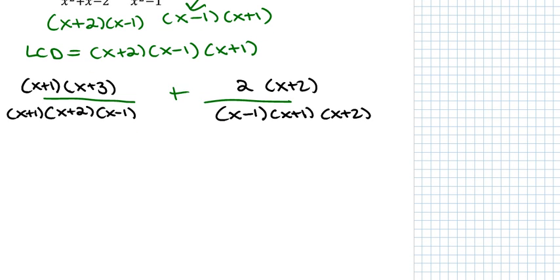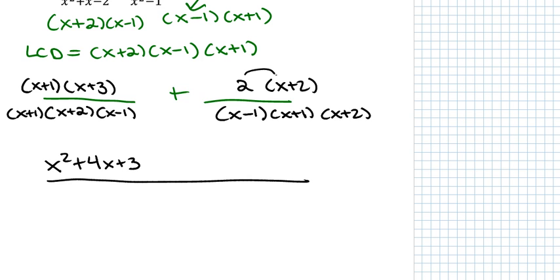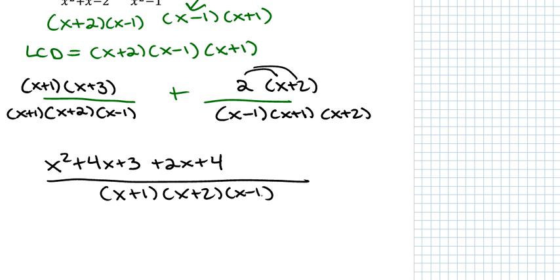And then I FOIL, so I get x squared plus 4x plus 3. And then here I distribute, so I get 2x plus 4. And then I leave my common denominator. And then I combine like terms.